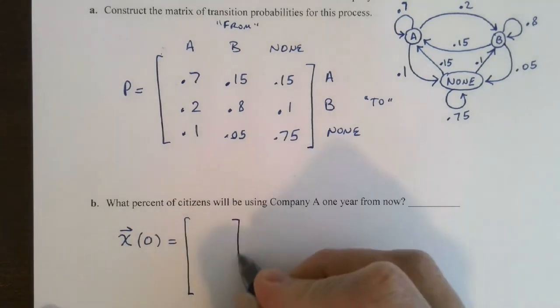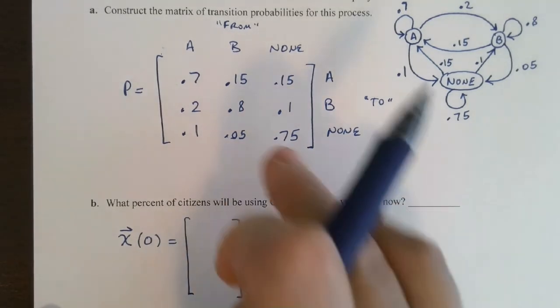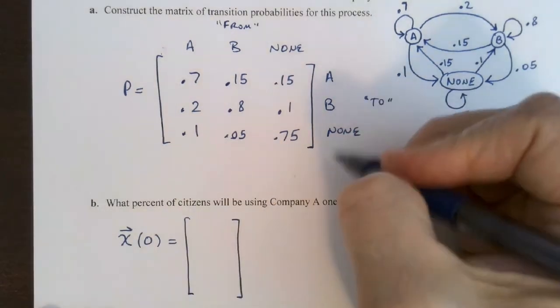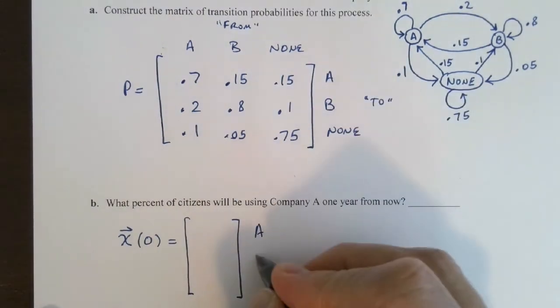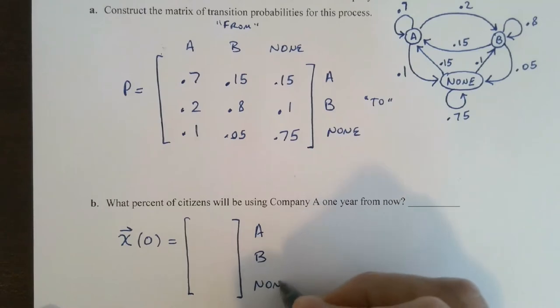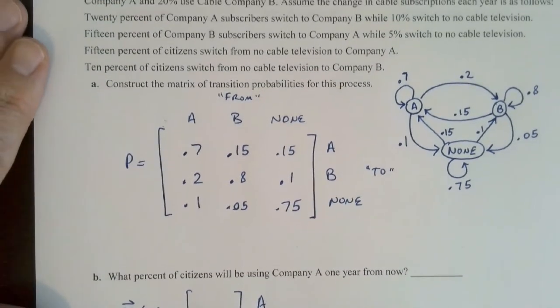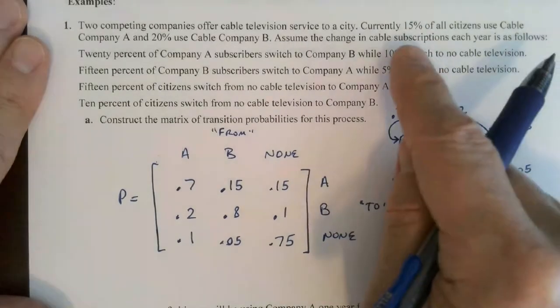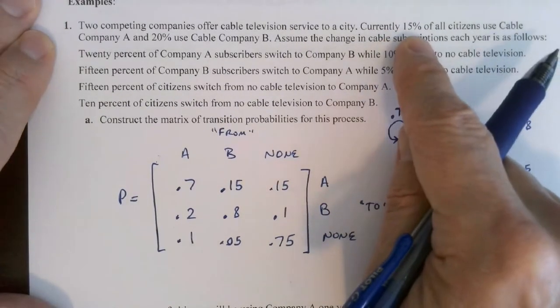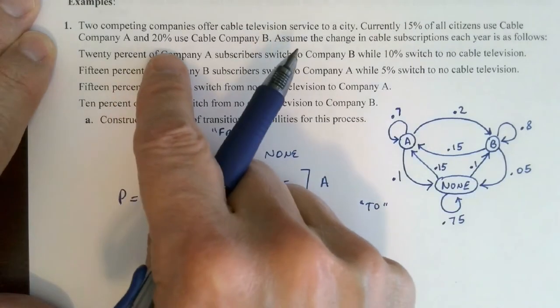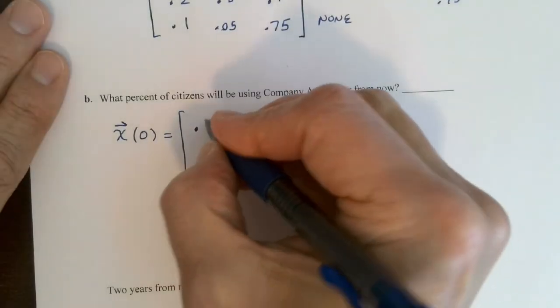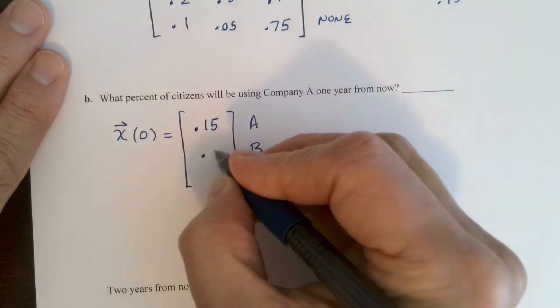And again, I want this state vector to be used with this, and so I have to do it in the same order. It has to be A, B, none in terms of these percentages. Now, what do we know? Let's go back to the problem. We didn't use the information yet, but now we are. Currently, 15% use A, 20% B.